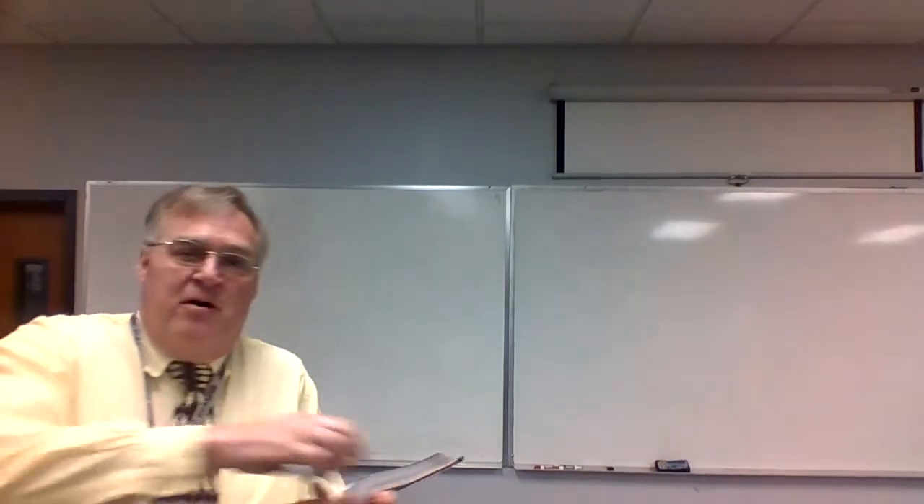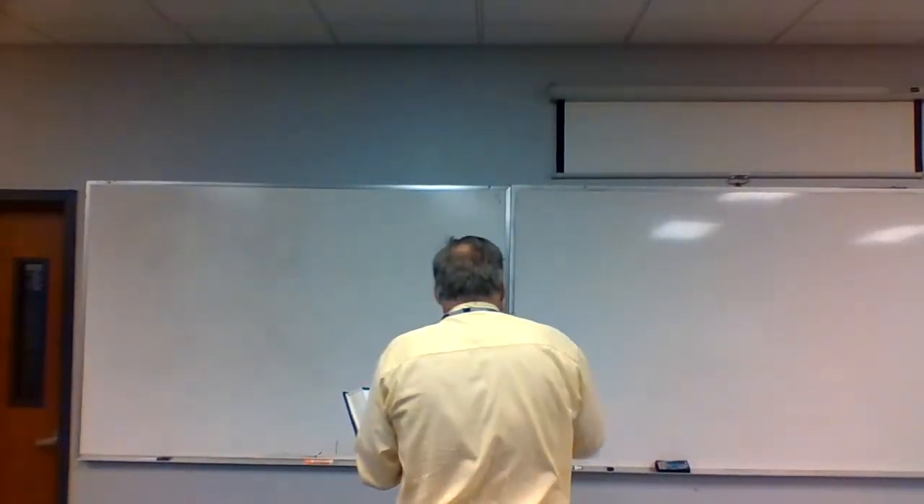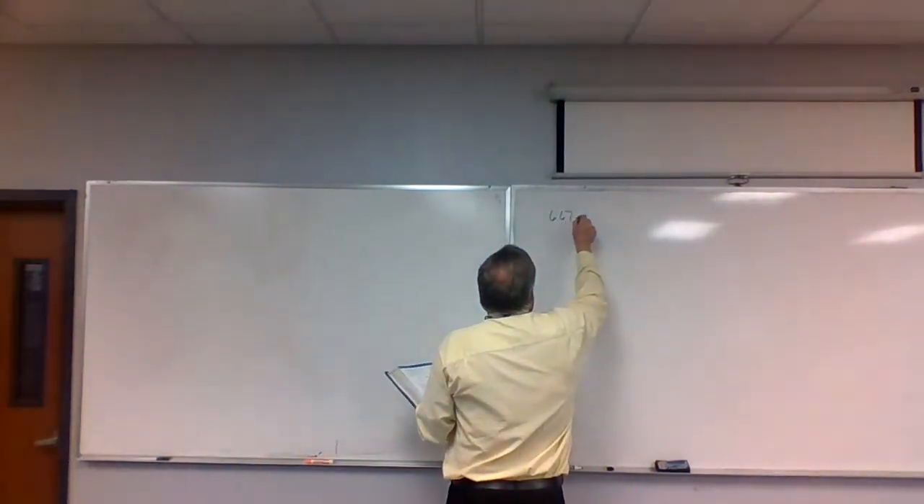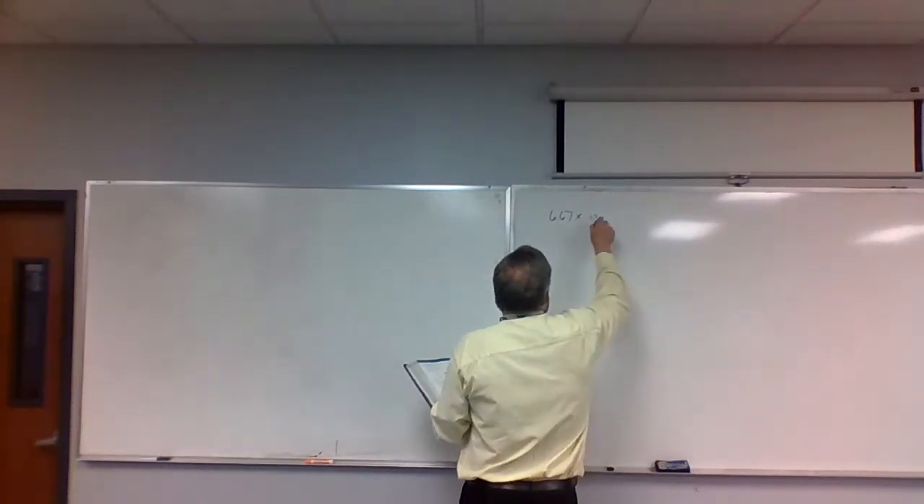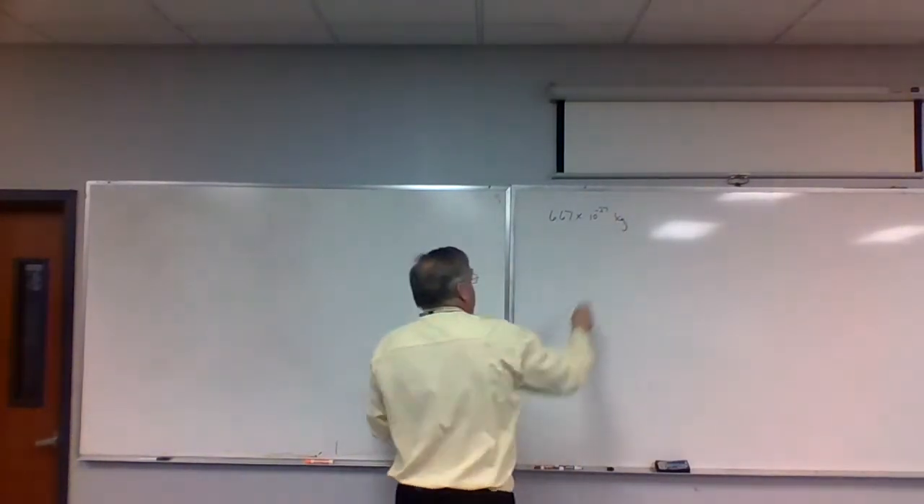An alpha particle has a mass of 6.68 times 10 to the minus 27 kilograms. Okay? So an alpha particle has a mass of 6.67 times 10 to the minus 27 kilograms. All right? Now what is an alpha particle?